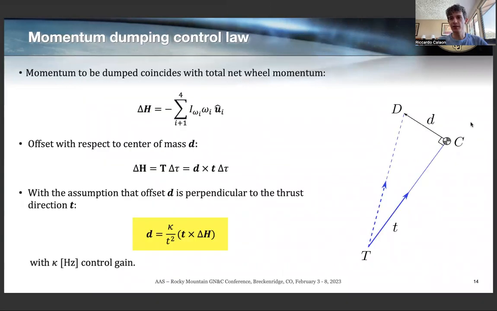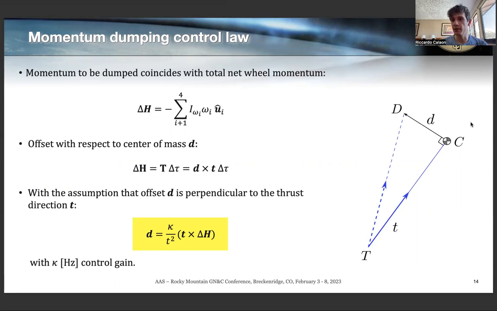Now, we have solved this very interesting problem of rotating this dual-hinged platform to fire the thruster through the center of mass. Now, the question that we're asking ourselves is, what if we want to produce a torque on the system? We can do this in order to dump the momentum accumulated on the wheels. So we do this by firing through a point D, which is obtained as an offset from the system center of mass.